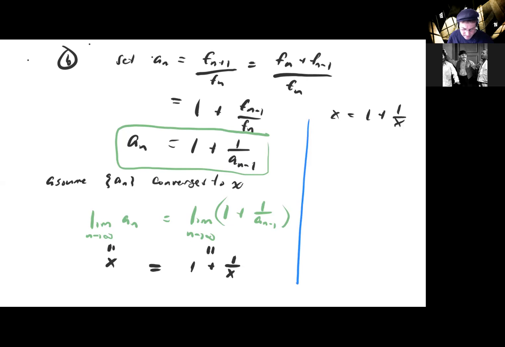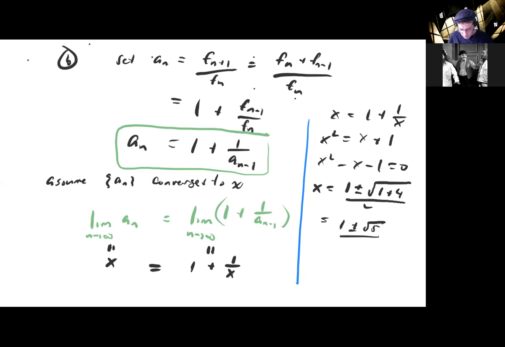Now let's multiply both sides by x. So you get x squared equals x plus 1. So x squared minus x minus 1 equals 0. You've got a quadratic equation. Now we apply the quadratic formula. You get x equals 1 plus or minus the square root of b squared minus 4ac, which looks like 1 plus 4, over 2, which gives me 1 plus or minus the square root of 5 over 2. Okay, so that's what the sequence converges to.